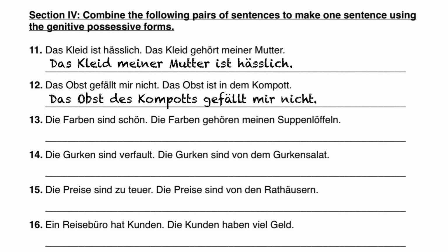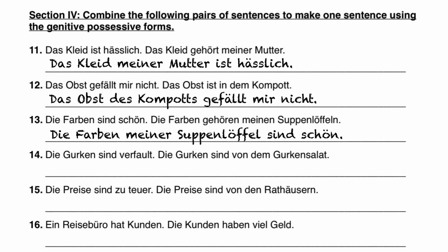Die Farben sind schön. The colors are beautiful. Die Farben gehören meinen Suppenlöffeln. The colors belong to my soup spoons. Soup spoons is plural here, so we end up with meiner for the genitive form. Die Farben meiner Suppenlöffel sind schön. The colors of my soup spoons are beautiful.